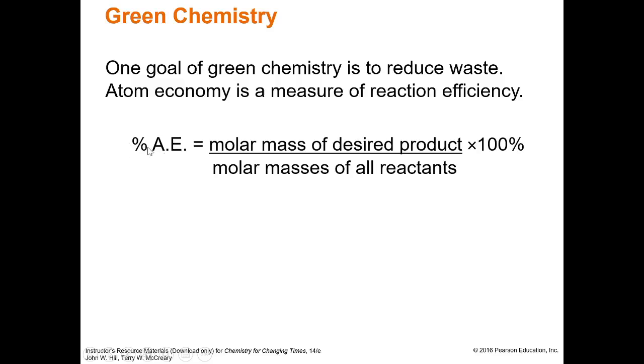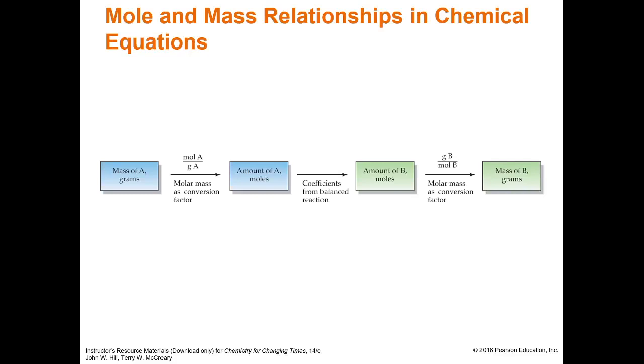So the percent atom economy would be the molar mass of the desired product divided by your molar masses of all your reactants added together. That would tell you how much of the mass you would make into what you want at the end, versus how much is going to be left behind as waste you have to dispose of. Right here is a flow chart that shows you the overall flow of doing these stoichiometry problems.